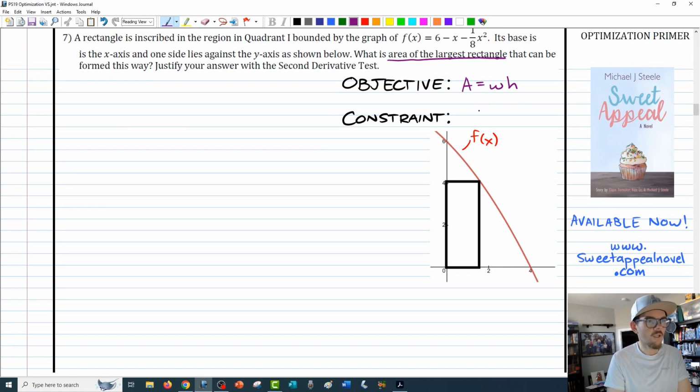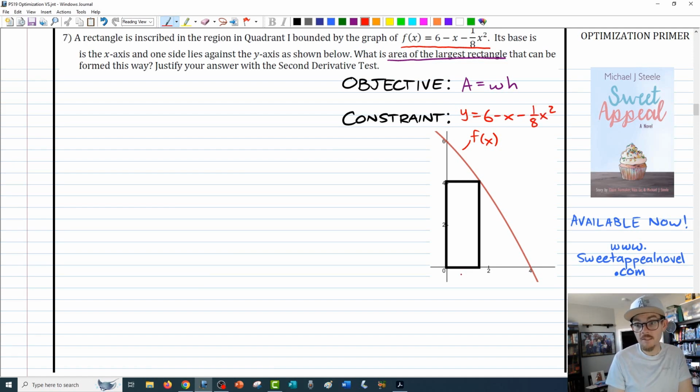And then basically from here, to try to figure out what the constraint is, I think it's actually more obvious than it might seem. The constraint is that our rectangle can't be any size. It's got to be limited by f of x up there. So what I'm going to do is call this not f of x, but y. Y equals 6 minus x minus 1/8 x squared.